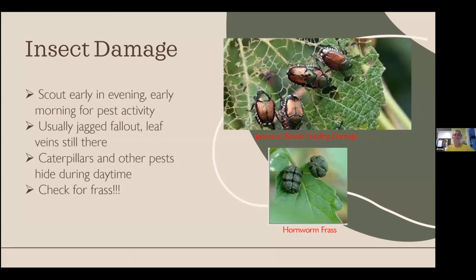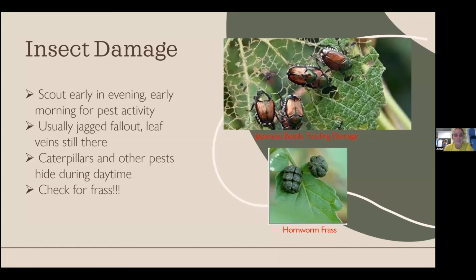So to dig into some of those, insect damage. It's a really good idea to scout plants that are getting damaged early in the evening or early in the morning for pest activity. A lot of these things feed nocturnally. It's a little safer for them to be out. They're less likely to get picked off by lizards and birds, things like that. You usually get kind of a jagged leaf fallout, or the leaf veins are still there. They're eating the soft tissue between them.